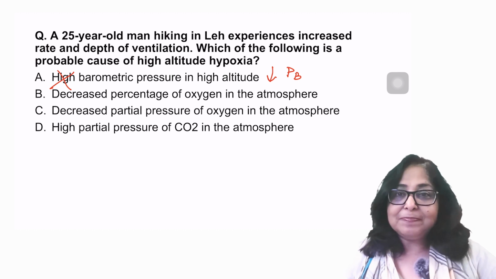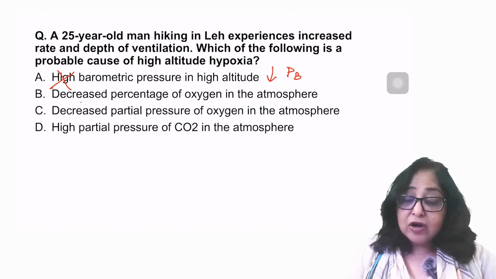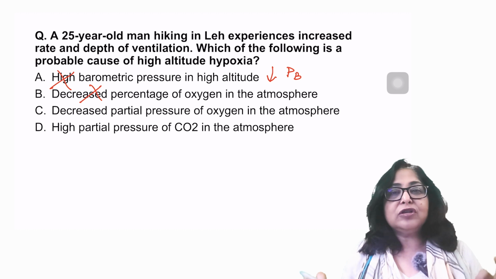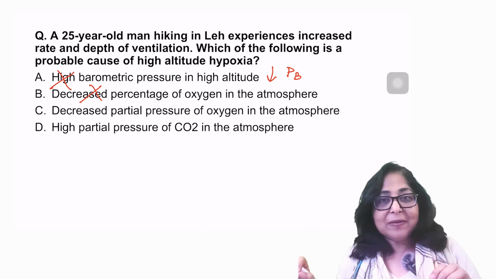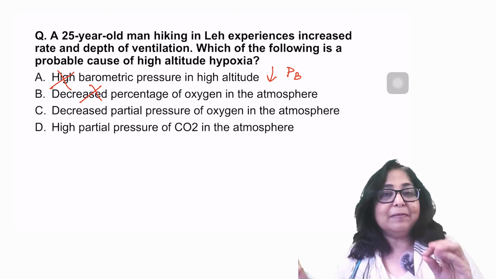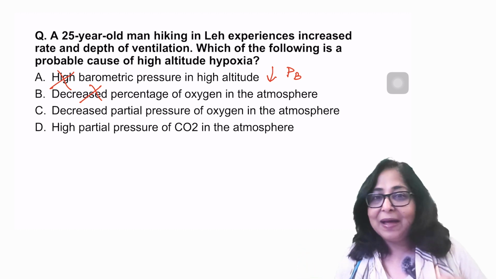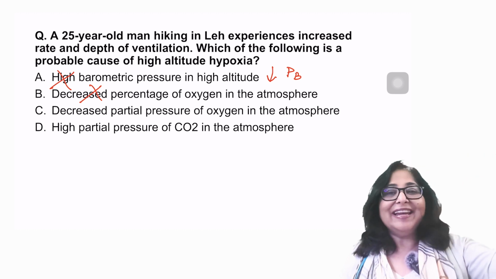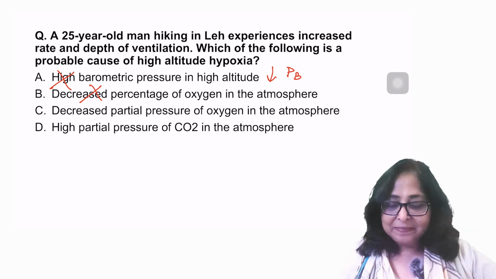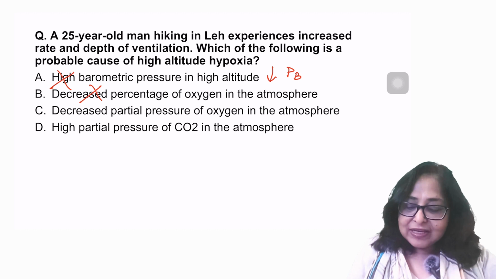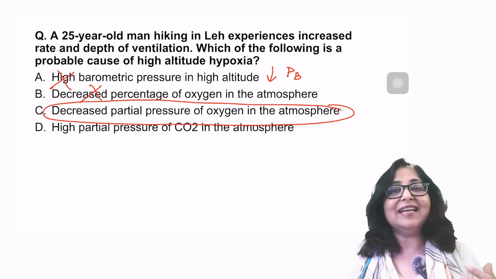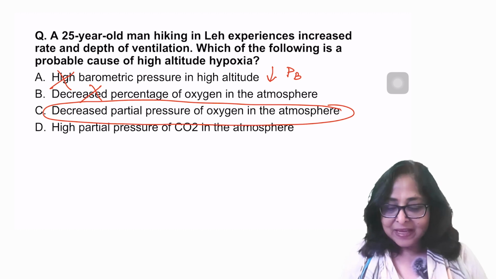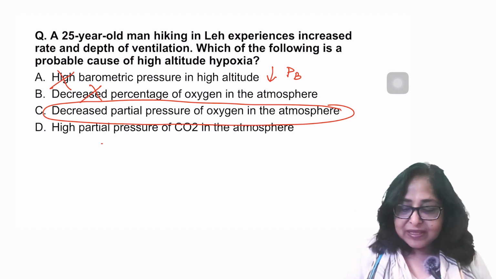Is there a decreased percentage of oxygen in the atmosphere? No. The percentage of oxygen, which is approximately 21%, remains constant. It is 21% of oxygen in the atmosphere, whether you're in Delhi, Bangalore, Chennai, or in Leh Ladakh. It will be the same. But what is going to decrease is the partial pressure of oxygen in the atmosphere, which results in a high altitude hypoxia. High partial pressure of CO2 in the atmosphere?